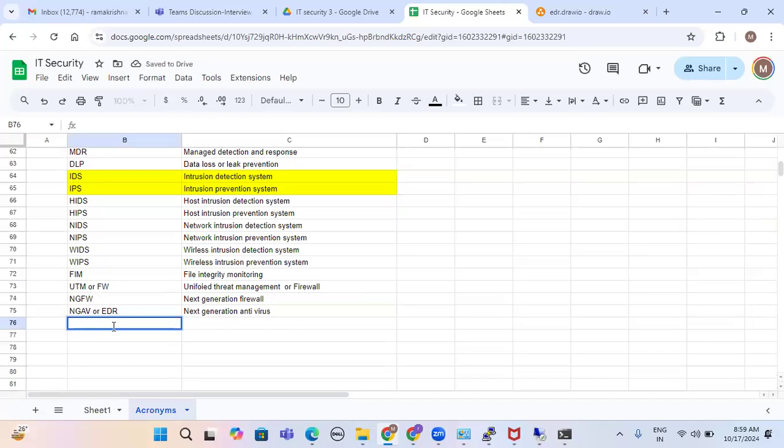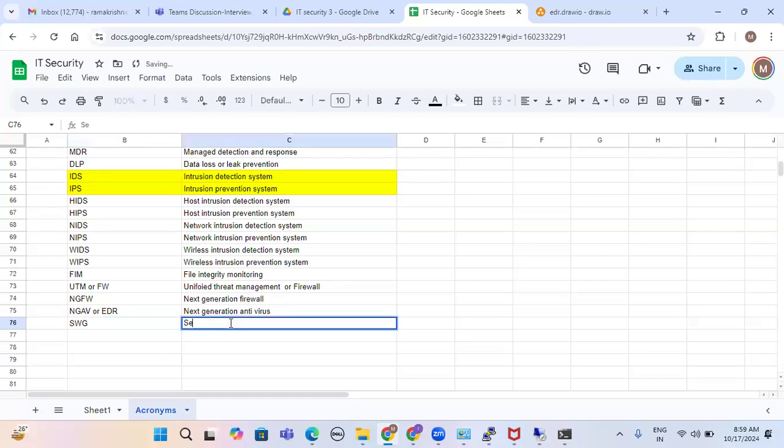Okay, next abbreviation, SWG. So SWG is nothing but secure web gateway. What does a secure web gateway mean? This is also called a proxy.